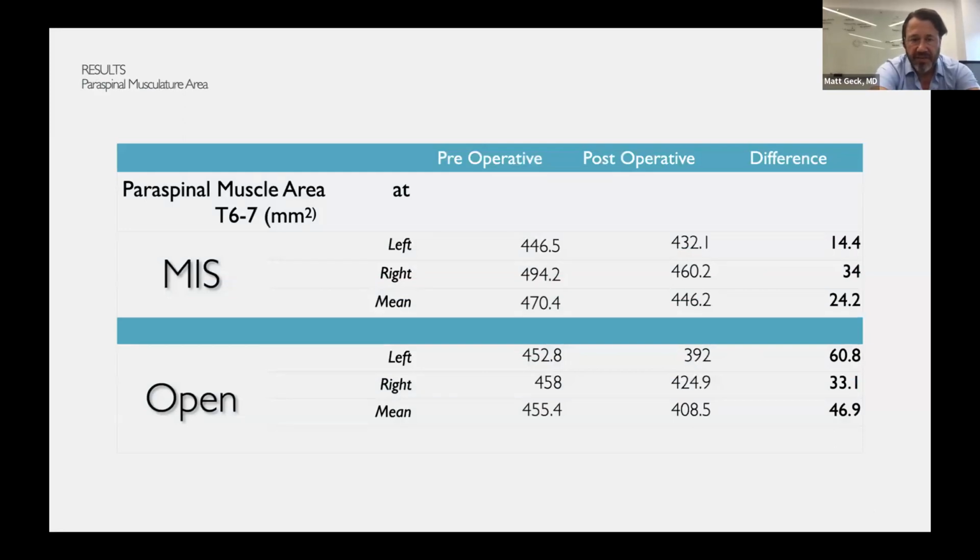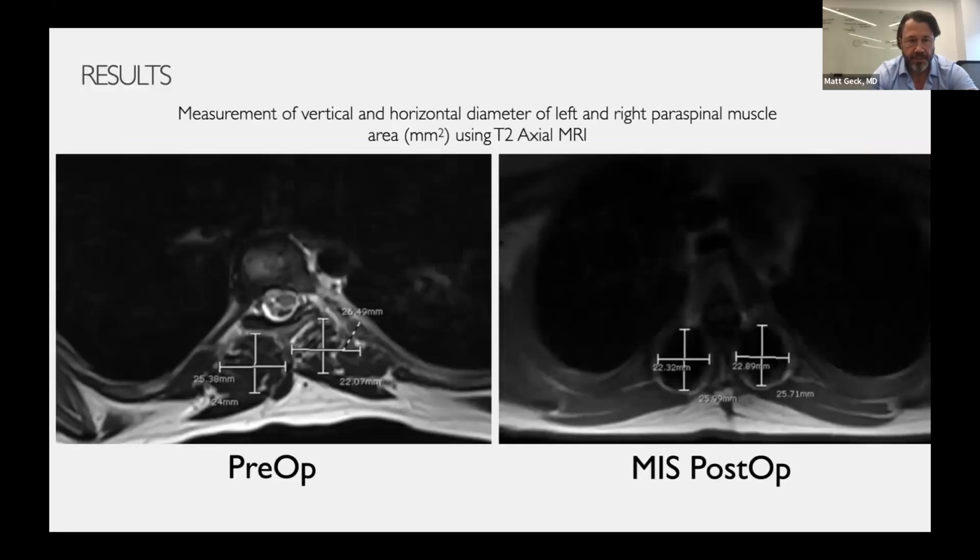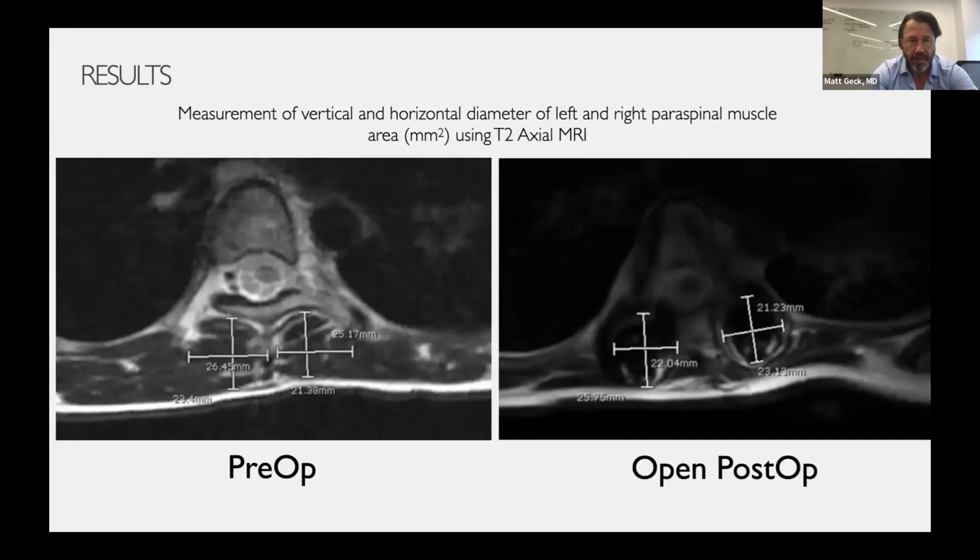And then we looked at the differences in the paraspinal muscle area, and T6-7 was the level that consistently we had a good view of across the MRI. So that's the one we measured. And you see that we really had less change, less loss of muscle bulk with the minimally invasive. And this was just an example of the muscle measuring that we did using the T2 axial MRI, so trying to get a good look at what the residual muscle bulk was.